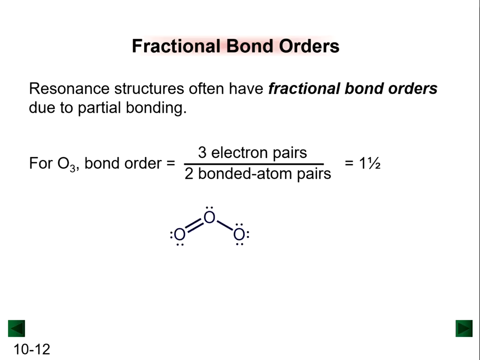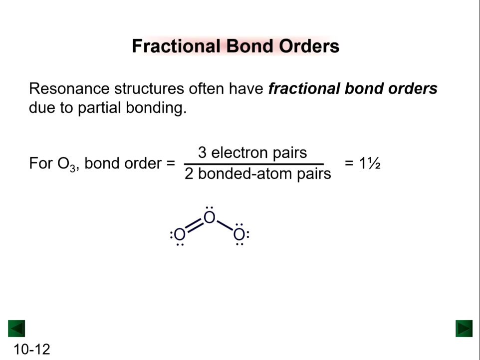So this gives us what we call a fractional bond order. For ozone, the bond order is 3 electron pairs divided by 2 bonded atom pairs. That's a 1.5 bond. So a 1.5 bond would be halfway between a double bond and a single bond.